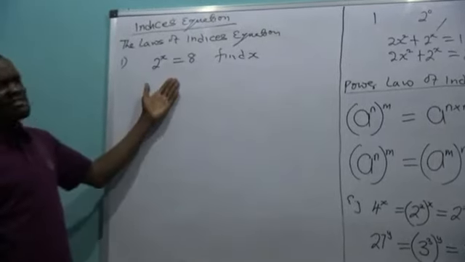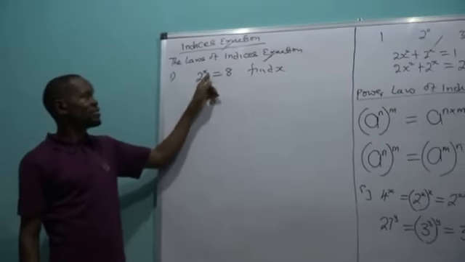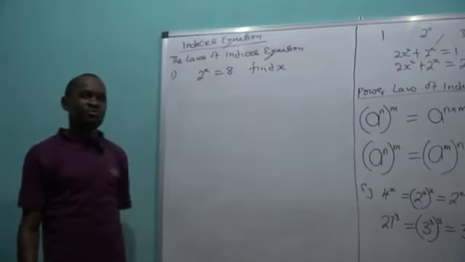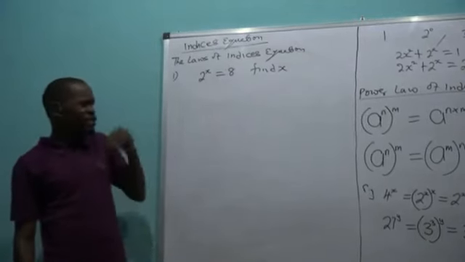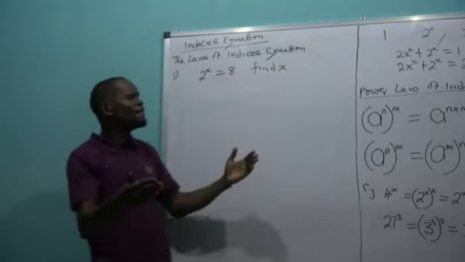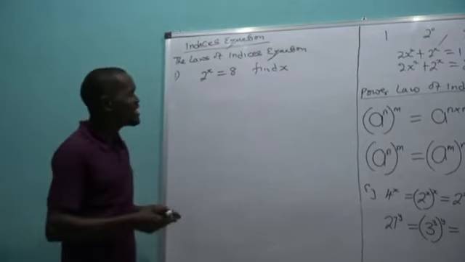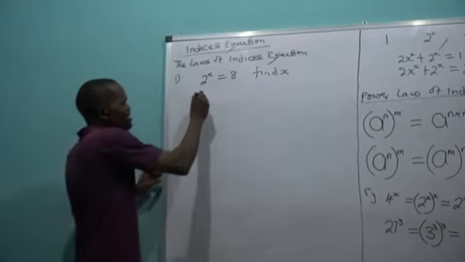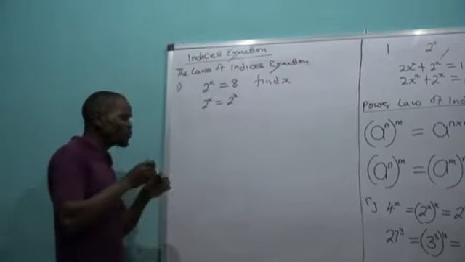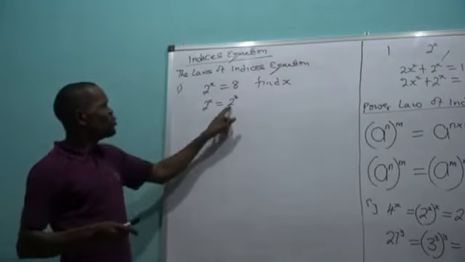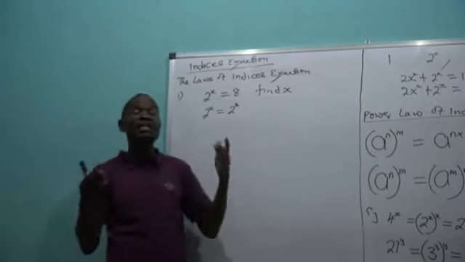This is an indices equation because it is indices equal to a value. In this first law of indices equation, if we can make both sides of the equation have the same base, automatically their powers are the same. From here, I can say 2 raised to the power x is equal to 2 raised to the power 3. I have not changed anything, rather, I'm trying to make this have the same base as this one, and 2 raised to the power 3 gives me 8.